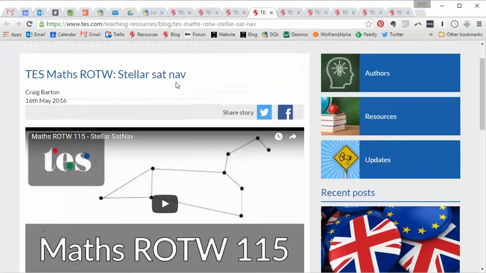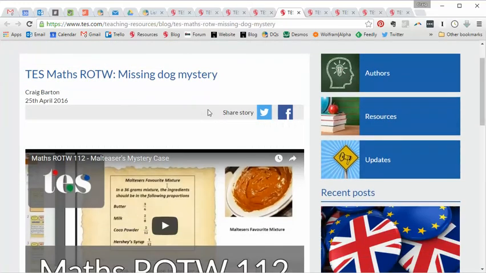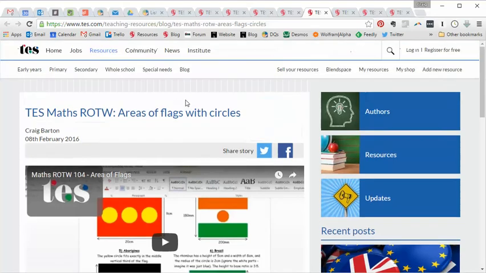We've had this one, Stellar SatNav, an out of this world, if you'll excuse the pun, activity for getting students good at bearings in a fun and engaging way. Wonderful stuff. We've had this, where a dog had gone missing and we had to use our maths skills to solve it. Wonderful stuff there. Areas with flags. Now it sounds a weird one, but it's so engaging and it's just such a lovely way to look at compound area and bringing circles in and sectors and all that kind of stuff.